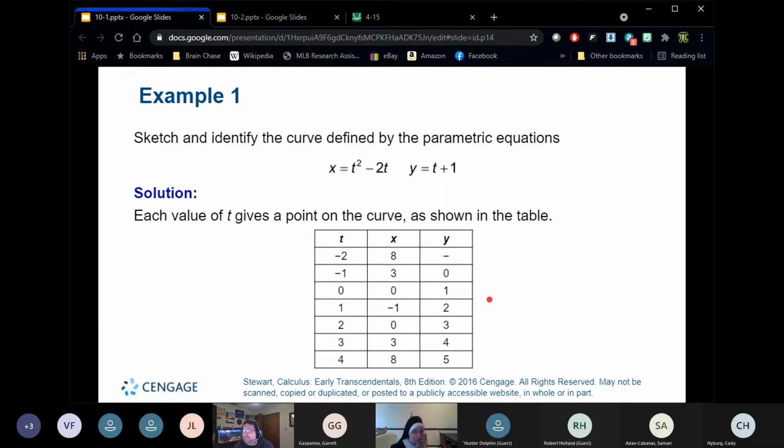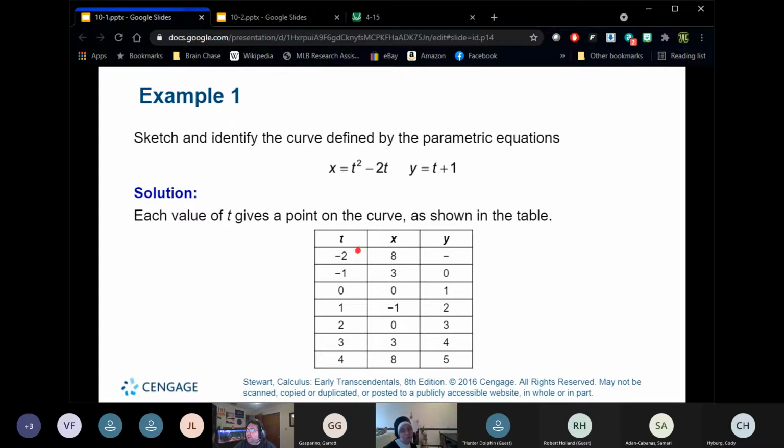All right, so let's look at one of the examples and see how they come up with it. So you'll notice in this equation right here, we've got x is t squared minus 2t, and y is t plus 1. So that's our parametric equation. And what we're going to do is pick values for t just like we would pick values for x in a regular function that we're graphing. So I've got the numbers from -2 to 4. And then we just plug those values in to your x and your y.